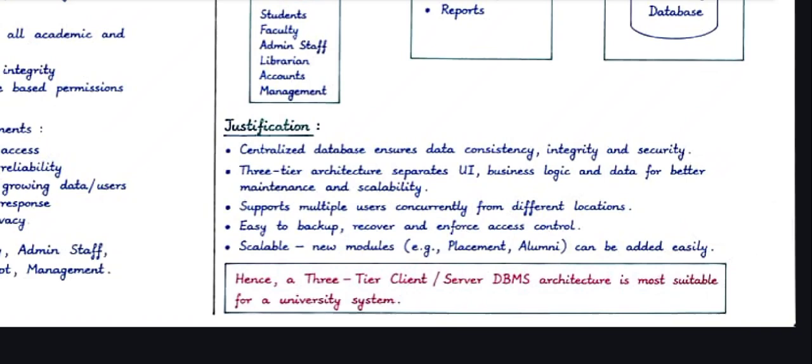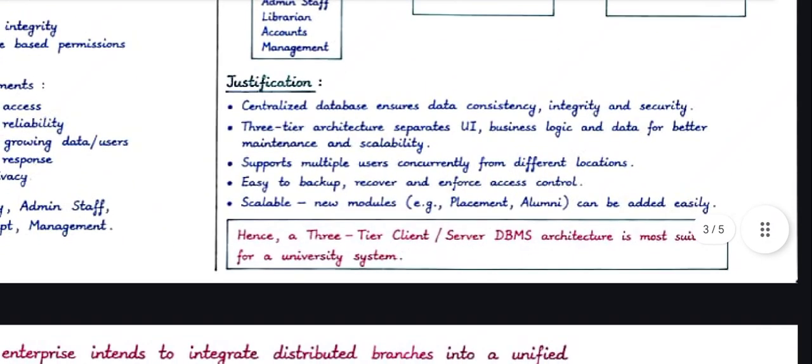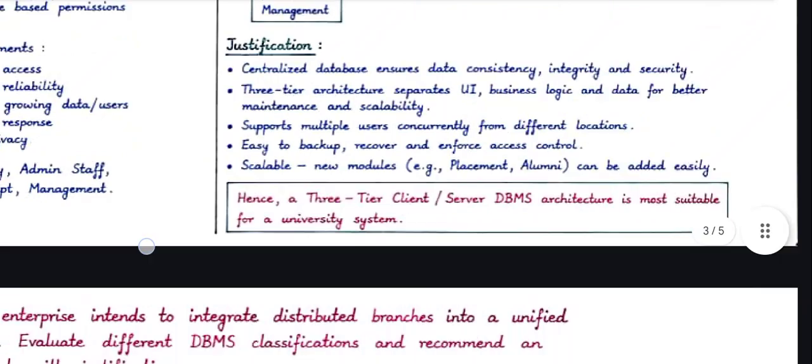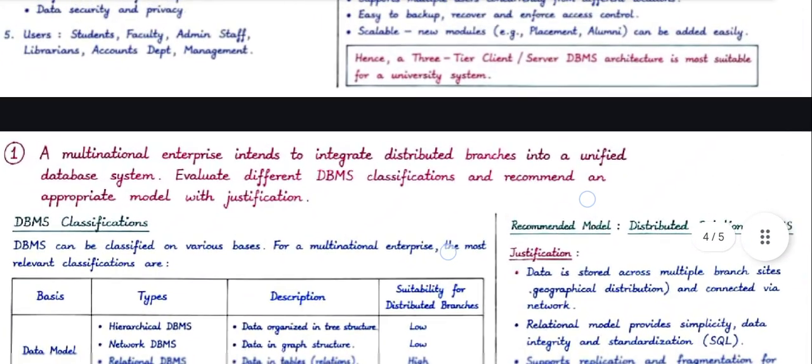Justification: centralized database ensures data consistency, integrity, and security. Three-tier architecture separates UI, business logic, and data for better maintenance and scalability. Supports multiple users concurrently from different locations, easy to backup, recover, and enforce access control. Scalable, and new modules like alumni can be added easily. Hence, a three-tier client server DBMS architecture is more suitable for the university system.